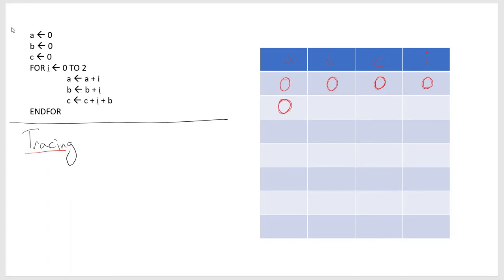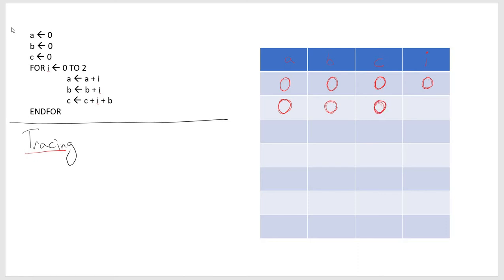The same thing is happening for B. So we have B plus I. We know B to be 0, I to be 0. So 0 plus 0 is going to give us 0 as well. Then we have C is being assigned to C plus I plus B. So we have C as a 0, I as a 0, and B as a 0. So obviously this is going to be 0 right here.